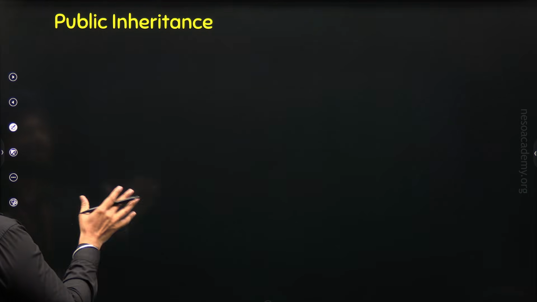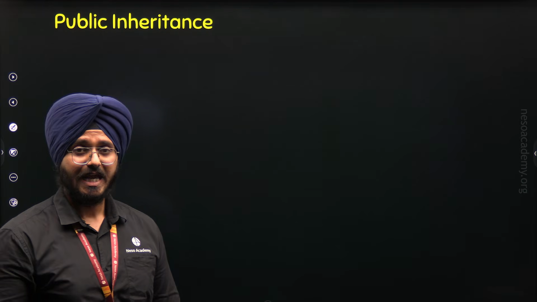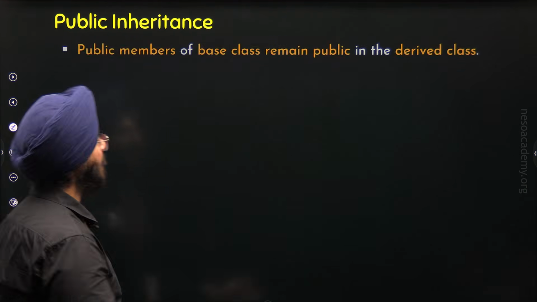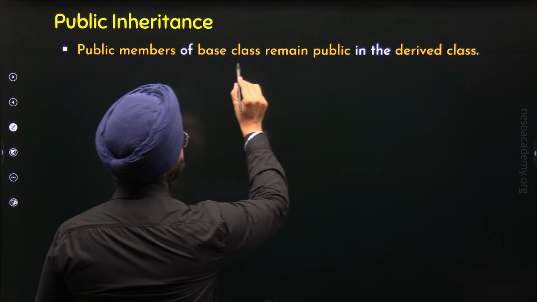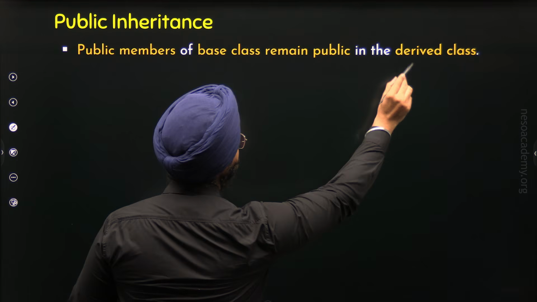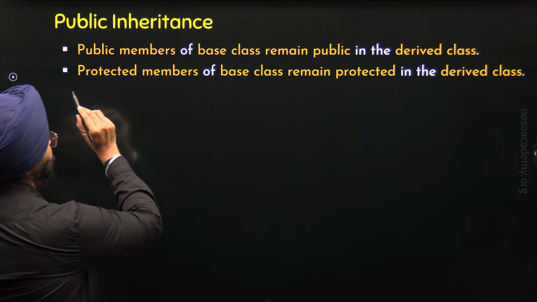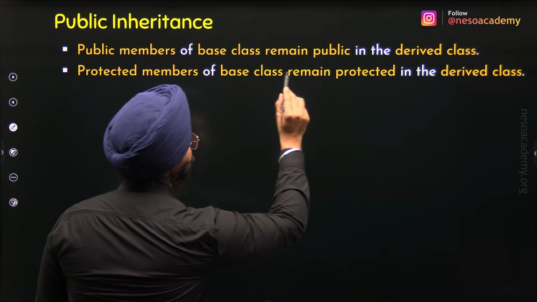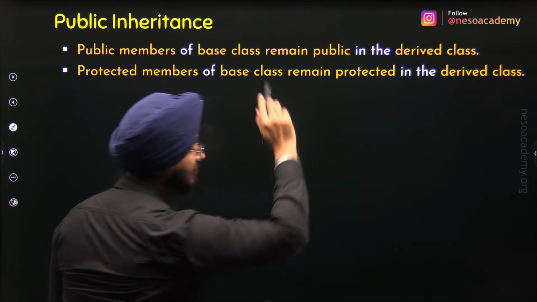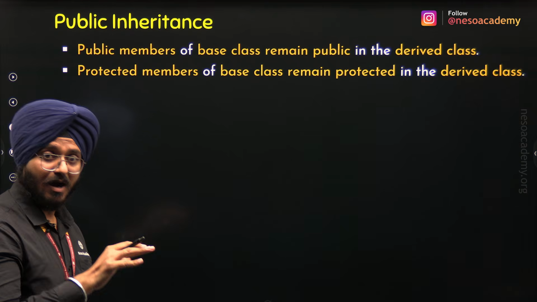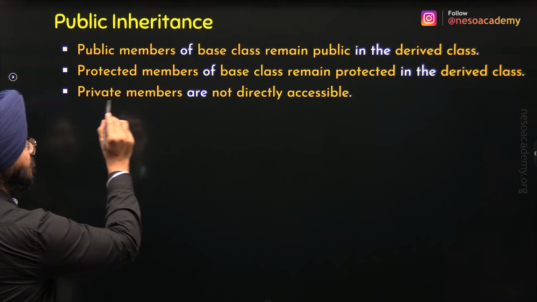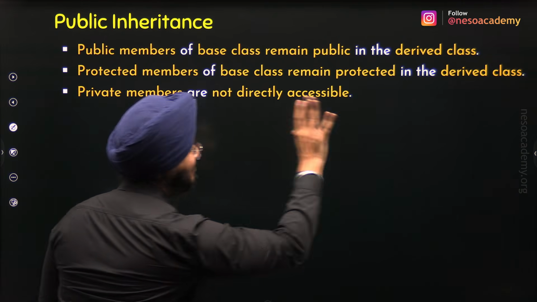Now, what is public inheritance? In public inheritance, public members of base class remain public in the derived class. Also, protected members of base class remain protected in the derived class. Apart from this, private members are not directly accessible.